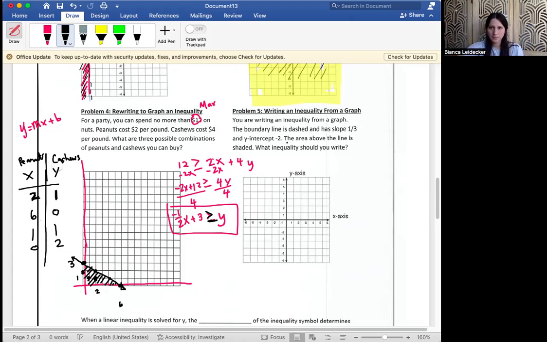Okay, looking over here. You're writing an inequality from a graph. The boundary line is dashed and has a slope of 1/3 and an intercept of -2. The area above the line is shaded. What inequality should you write? So this time they're giving you the description of what your line will look like, and you have to come up with the inequality. So let's start with our y-intercept. It's at -2, and it has a slope of 1/3, meaning up 1 over 3, up 1 over 3. And it's a dotted line.